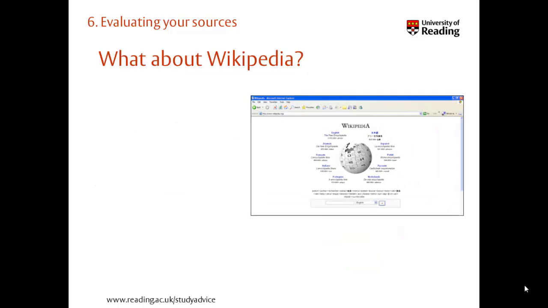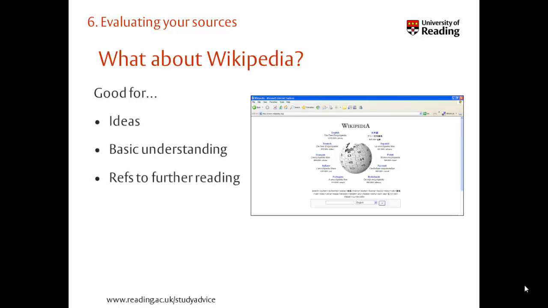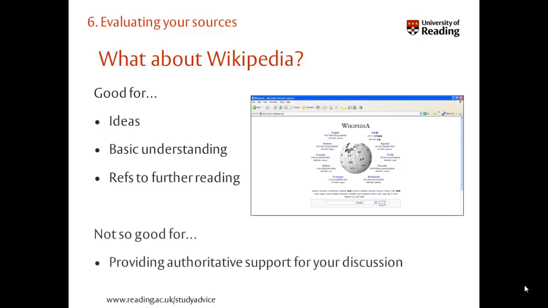But what about Wikipedia? Well, the same principles apply with Wikipedia as with any other source. Is it appropriate for the purpose? Like any encyclopedia, Wikipedia can be a good starting point to give you some ideas and basic understanding. But that doesn't usually make it a good source to refer to as authoritative support for your discussion. Remember that anyone could have edited Wikipedia, including you.